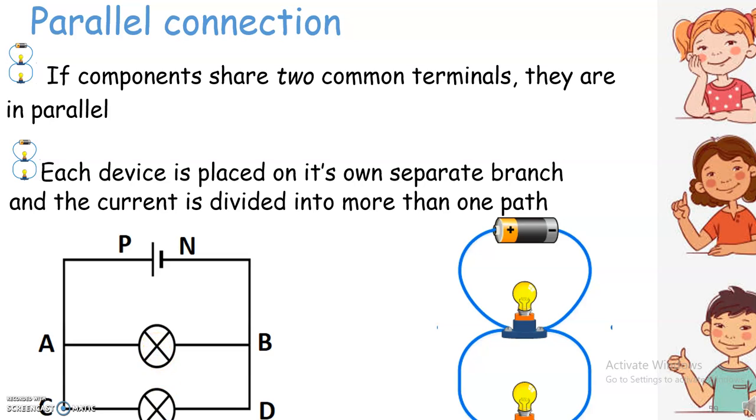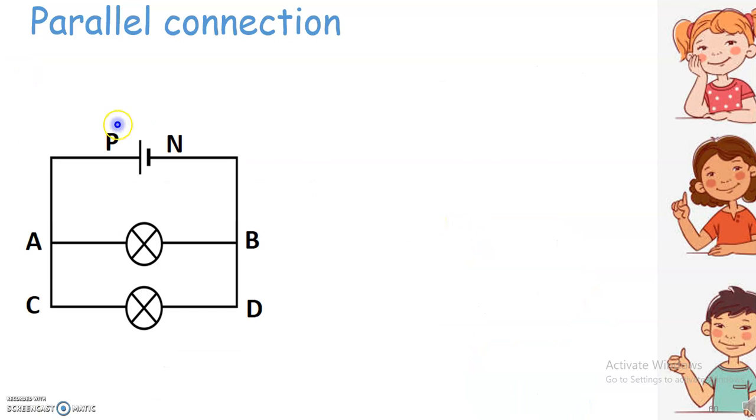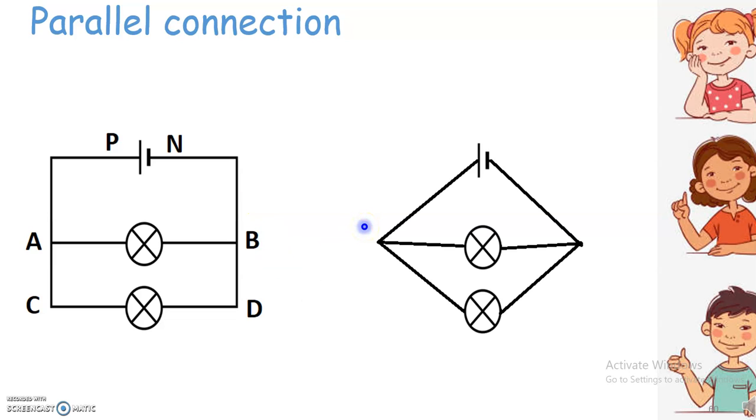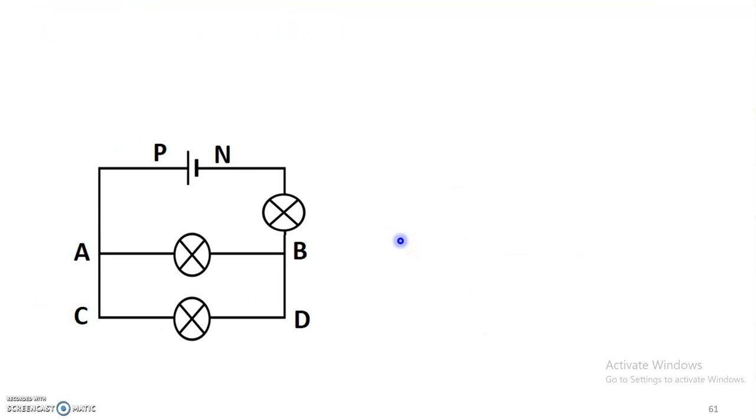Same for these two lamps. Each device is placed on its own separate branch. The current is divided into more than one path. I will talk in detail later about this point. So in this example, B, A and C are identical because the connecting wire connects them all. N, B and D are also identical because the connecting wire connects them all. So my figure becomes like this one. The lamps in this figure are connected in parallel.